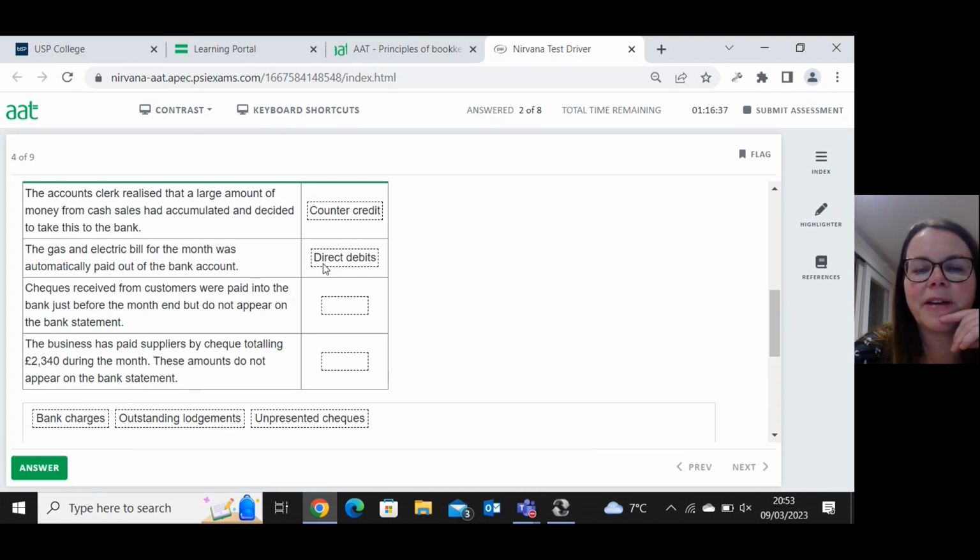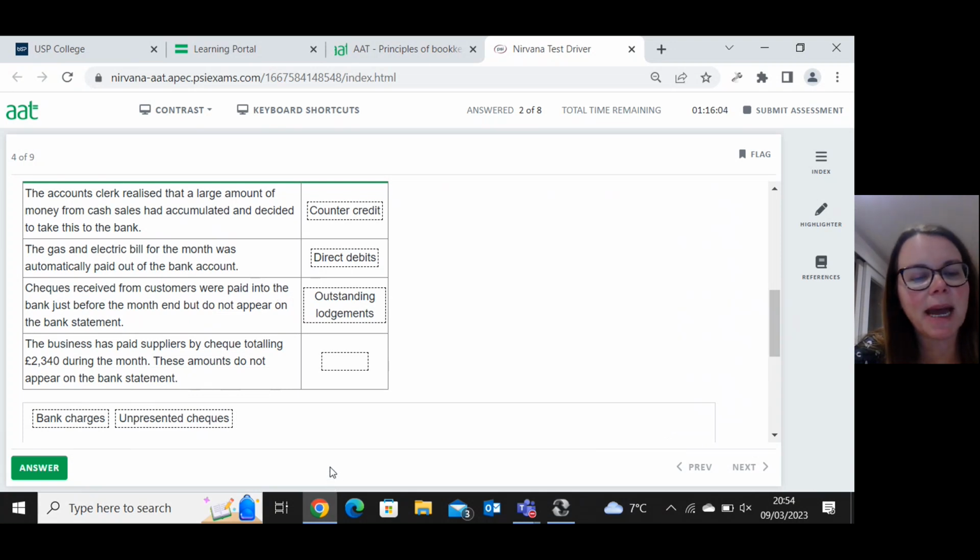Direct debit can be a fixed or variable amount that you have given the authority for the recipient to take from your account. Cheques received from customers were paid into the bank just before the month end, but do not yet appear on the bank statement. So that's a timing difference. Don't be fooled when you see cheques and think, oh, it must be unpresented cheques. It's money going in, so it'd be outstanding lodgements.